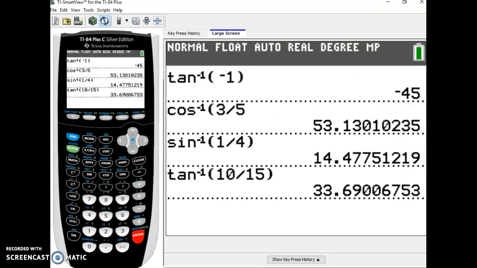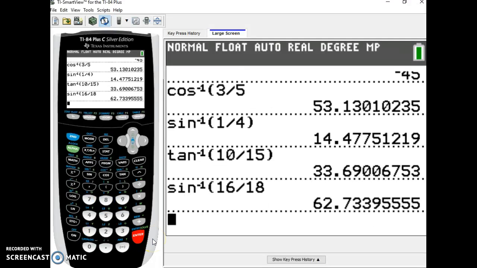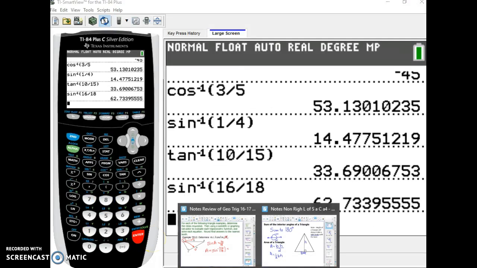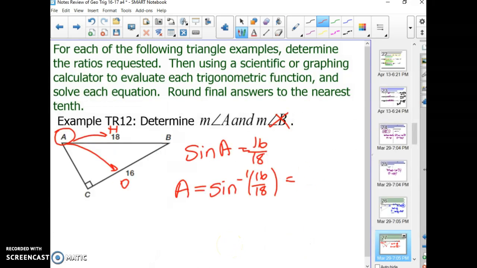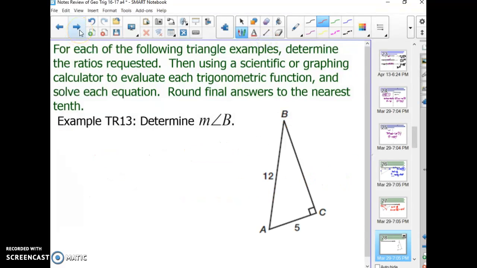It's just a matter of plugging and chugging. Arc sine, 16 divided by 18. And I get 62.73. So 62.73 degrees. Okay, so on this one, it wants us to find angle B.